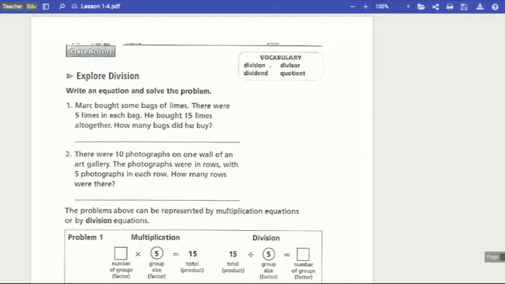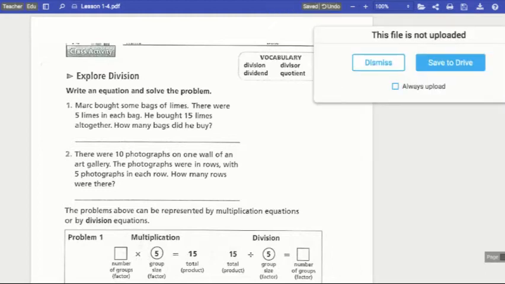Division, divisor, dividend, and quotient. All of these are going to be our new vocabulary words for division.